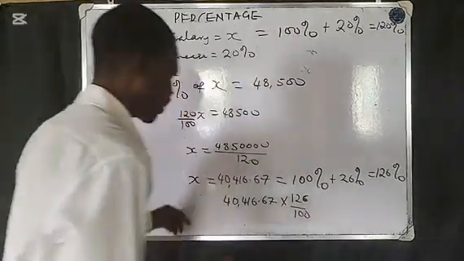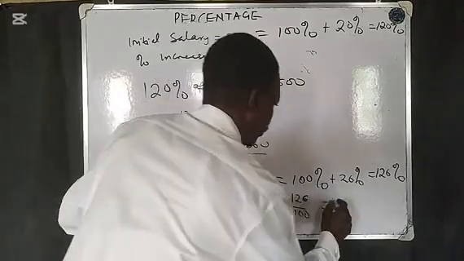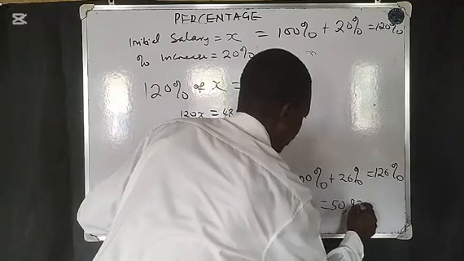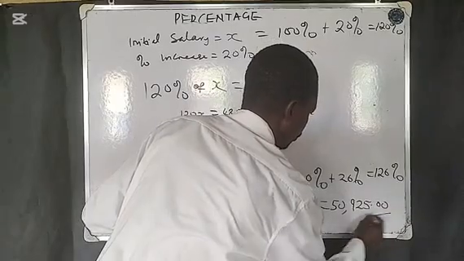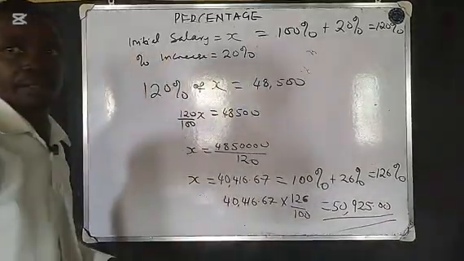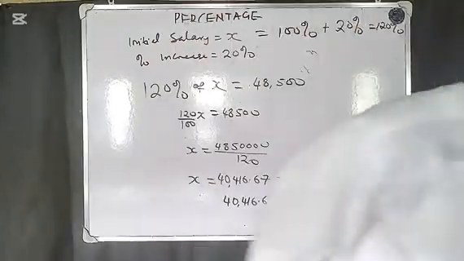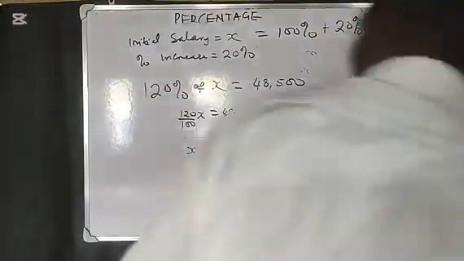So if you increase it by 26%, you are going to get 50,000 what? 925.00. This is going to be the amount. Check whether you are correct there. That's going to be the amount if it has been increased by 26%. Is that right? Now, let's move to the last one.